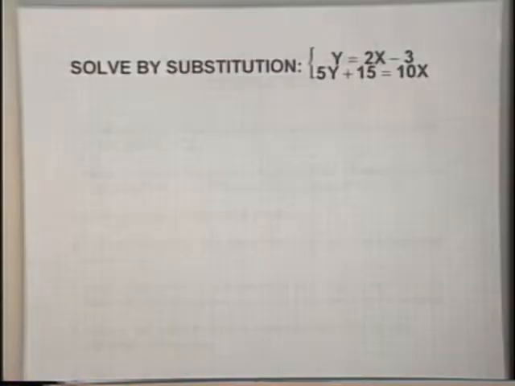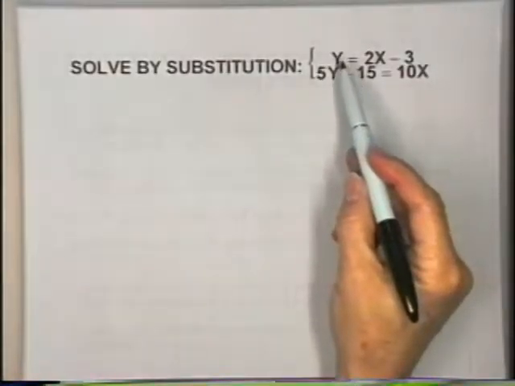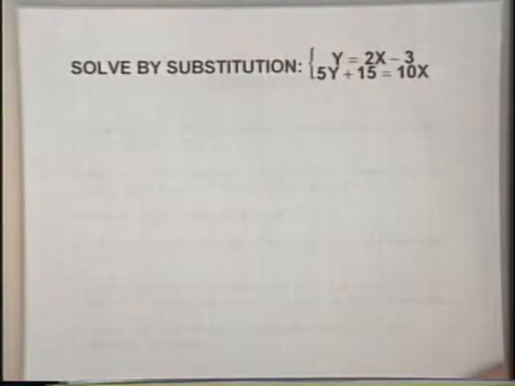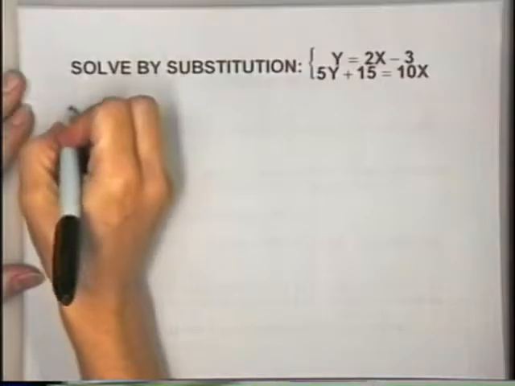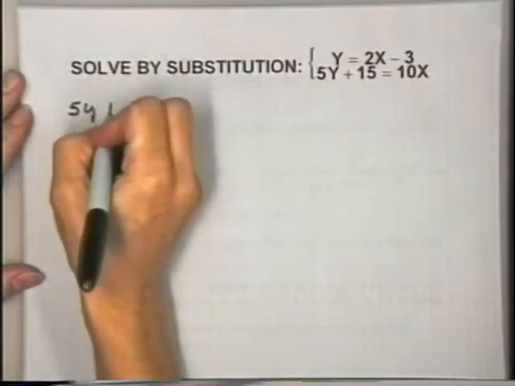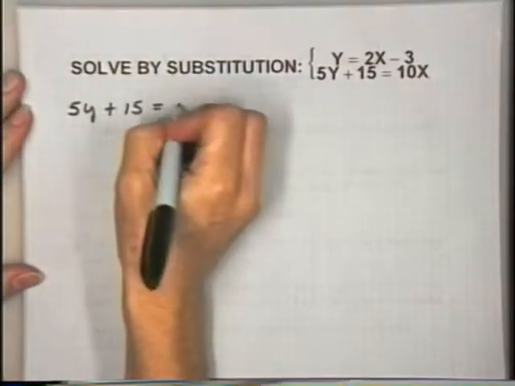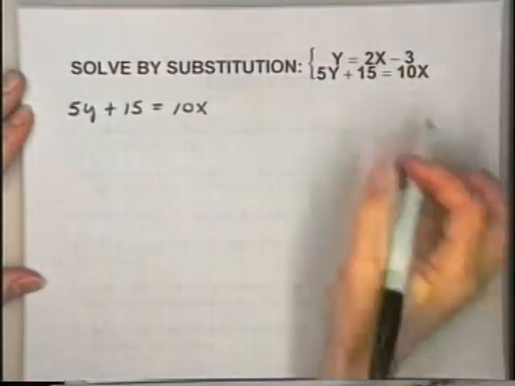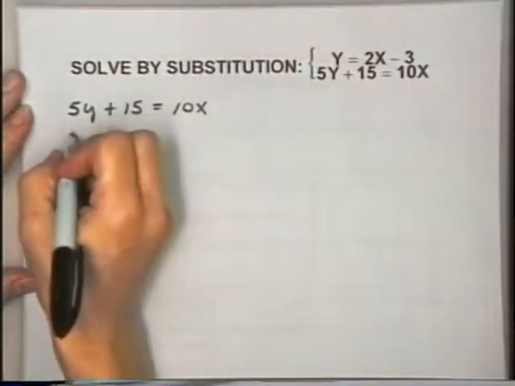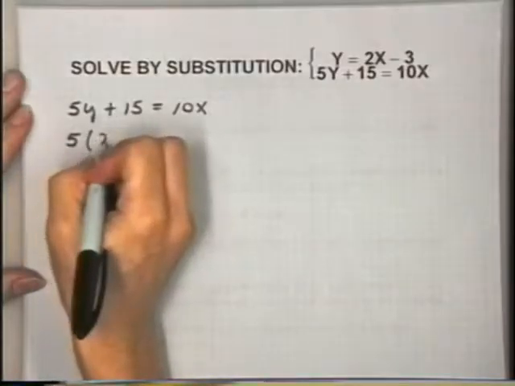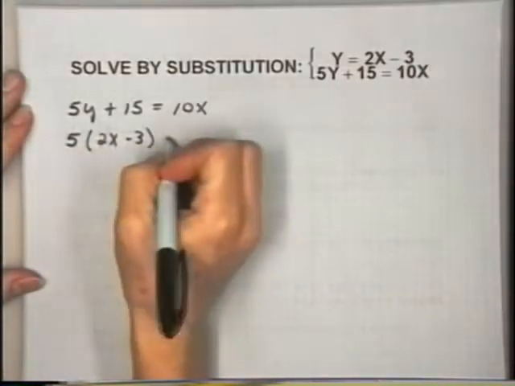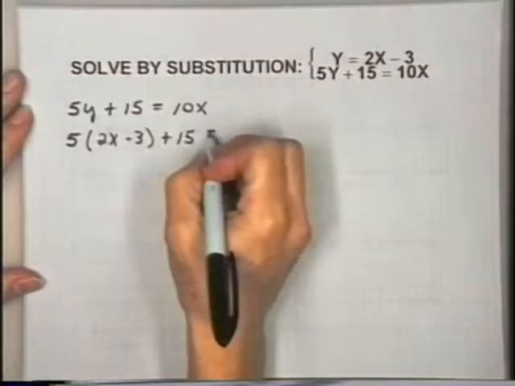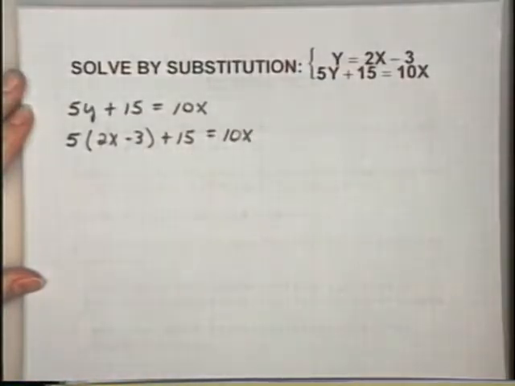Solve by substitution. Well, in this particular one, notice my first equation is already solved for one of the variables. So I don't really have to do that step, do I? It's already taken care of. What I do need to do is take this second equation of 5y plus 15 equals 10x and replace y with this equivalent expression. So 5 times 2x minus 3 plus 15 is equal to 10x.